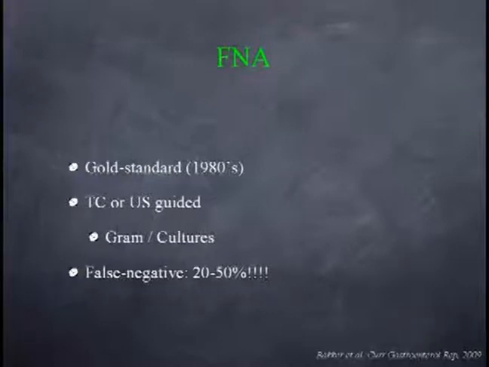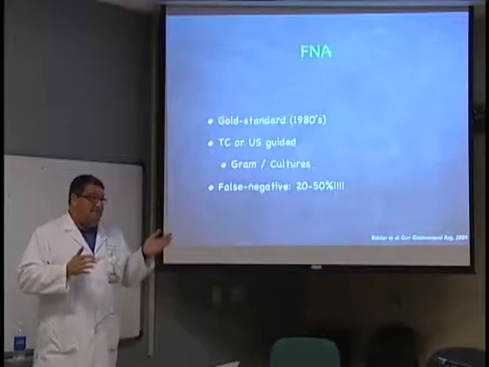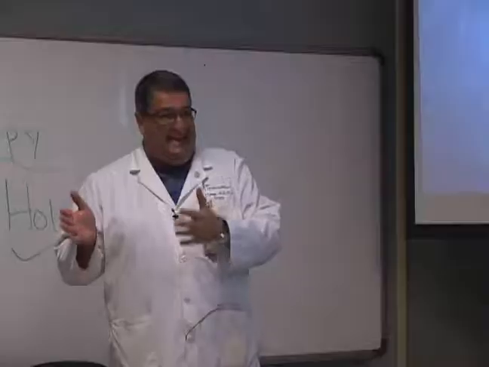Fine needle aspiration, I told you, has been the gold standard since the mid-80s. It can be CT or ultrasound guided. You send the specimen for Gram stain and cultures. The problem with fine needle aspiration is the false negative rate that varies between 20 and 50%. So when you get a positive result, it helps you.